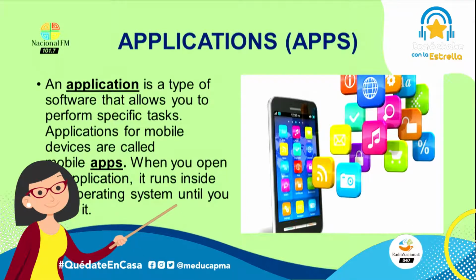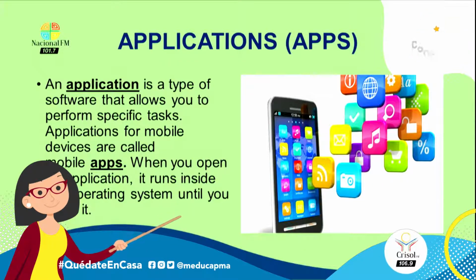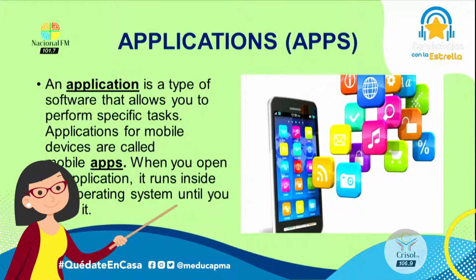Let's see an application. What is an application or apps? An application is a type of software that allows you to perform a specific task, okay? Applications for mobile devices are called mobile apps. When we talk about mobile, we think about cell phones. When you open an application, it runs inside the operating system until you close it, okay? So application, a specific task.